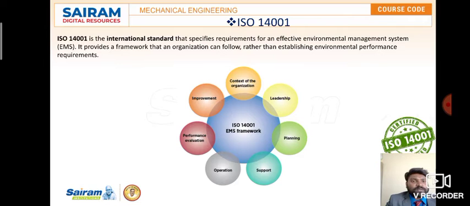So the ISO 14001 framework has different things added. We will be moving around this framework, which is nothing but first planning, and then support, and then operation, and then performance evaluation, and continual improvement, and context of the organization, and then the leadership. Okay, so these are the standards that we are going to follow in ISO 14001 for an effective environmental management system. For the effective EMS, this ISO 14001 will come into the picture.